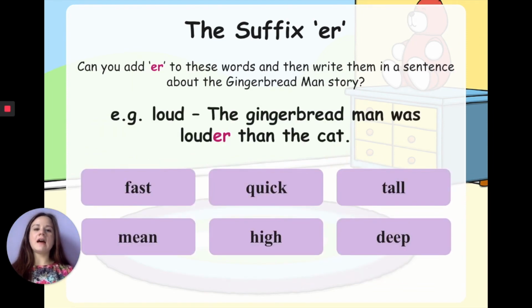Can you add er to these words and then write them in a sentence about the gingerbread man story? For example, loud: the gingerbread man was louder than the cat. Remember, er also looks like a phonic sound, doesn't it? Better, letter. So you need to change the words fast, quick, tall, mean, high and deep to have er at the end. And then write a sentence with these words about the gingerbread man's story. Pause the video to complete this.